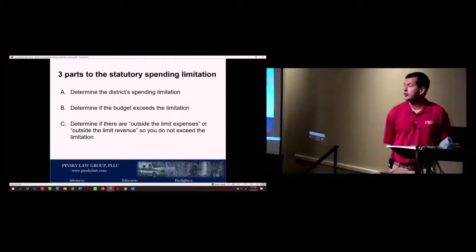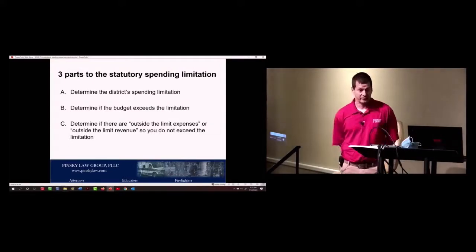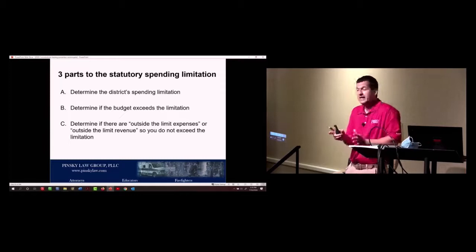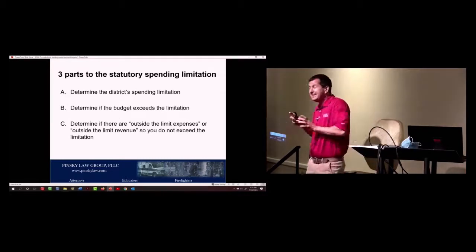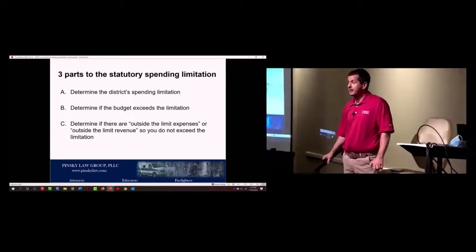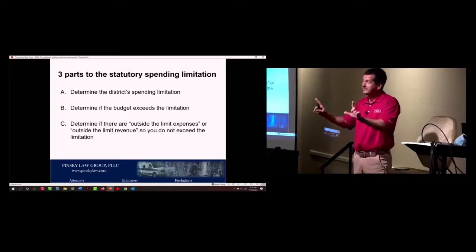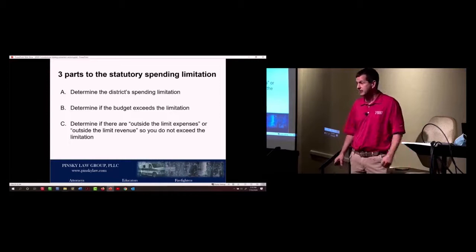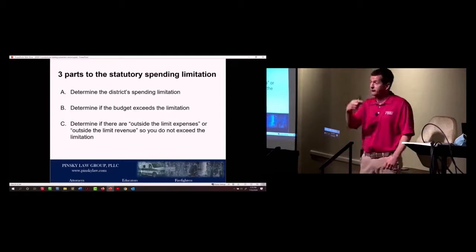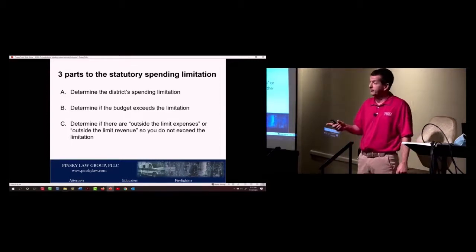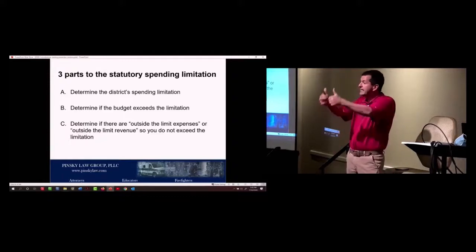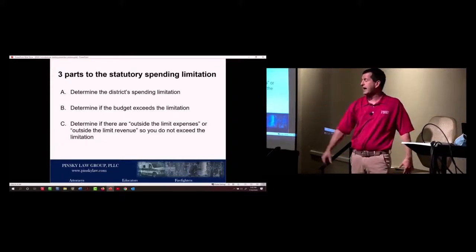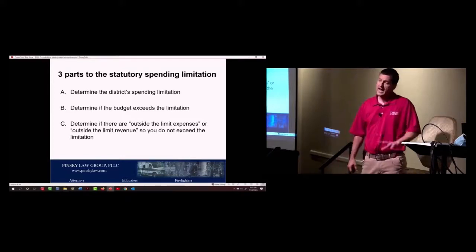We have to determine what the spending limit is. We have to then determine, once we know what our limit is, if our planned budget exceeds the spending limit, because if it does, we might not be able to spend what we want to spend. We might have to cut our budget back. Or we might have to go back to the voters, which you can do before September 15th, and have them approve an increase to your statutory spending limit on a one-time or a constantly recurring basis. And so that's the first two.